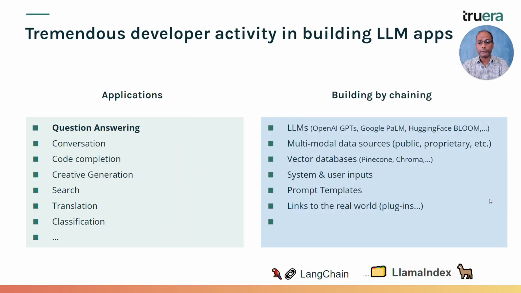As you have all observed, there's tremendous developer activity in building LLM applications, ranging from question answering to chatbots to search and many more. And one paradigm that has started dominating is building by chaining. I'm sure you have seen frameworks like LangChain and Llama Index, where in addition to LLMs, other resources such as vector databases and agent-oriented plugins are being combined to build effective applications.